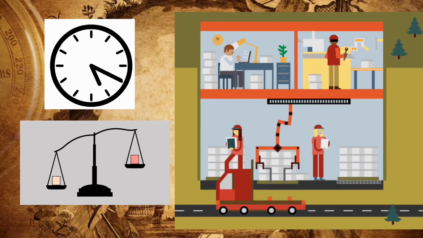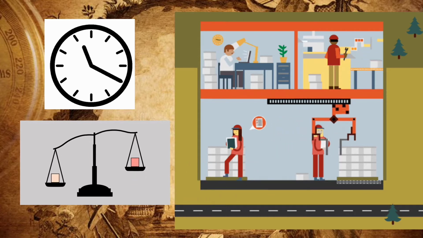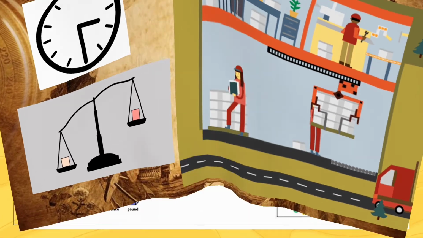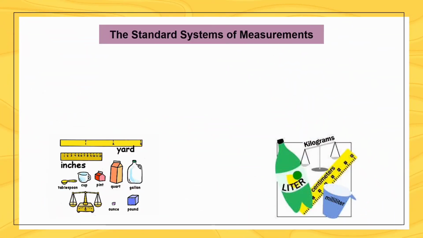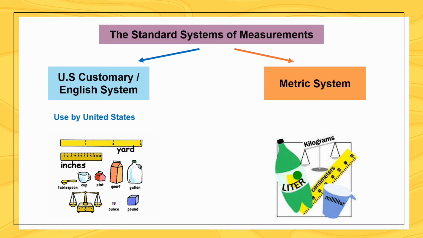Let's accomplish your second squad goal. Describe those two standard systems of measure. So, the two standard systems of measurement which were developed are the US customary or the English system and the metric system. And we are using it until now. The United States uses the customary system and some metric, while the rest of the world uses the metric system exclusively.